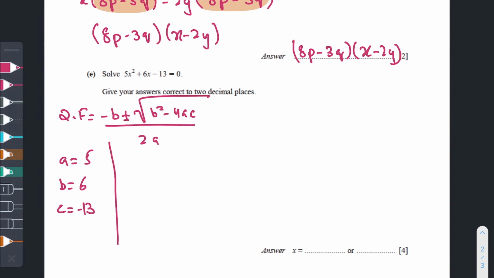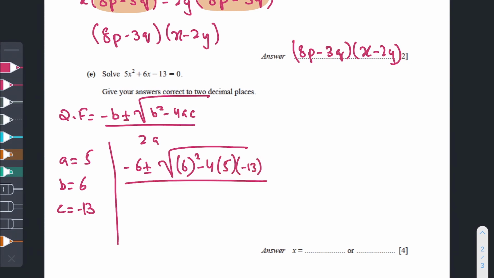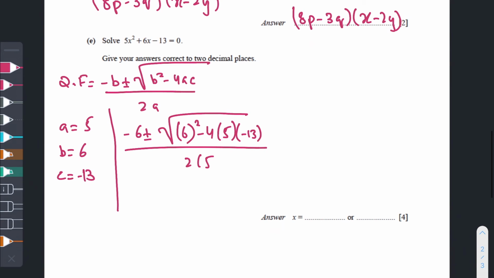Now let's plug in these values. If b is 6, this becomes negative 6 plus minus under root 6 squared minus 4 times a, which is 5, times negative 13, divided by 2 times 5. All of this is equal to x. So x is equal to negative 6 plus minus, I'm going to shorten this, 6 squared minus 4 times 5 times negative 13 gives you under root 296, divided by 10.